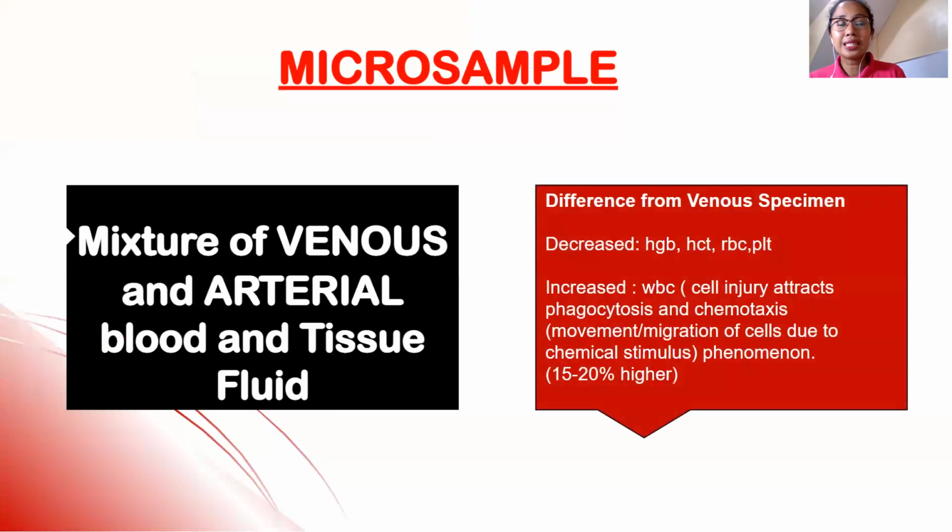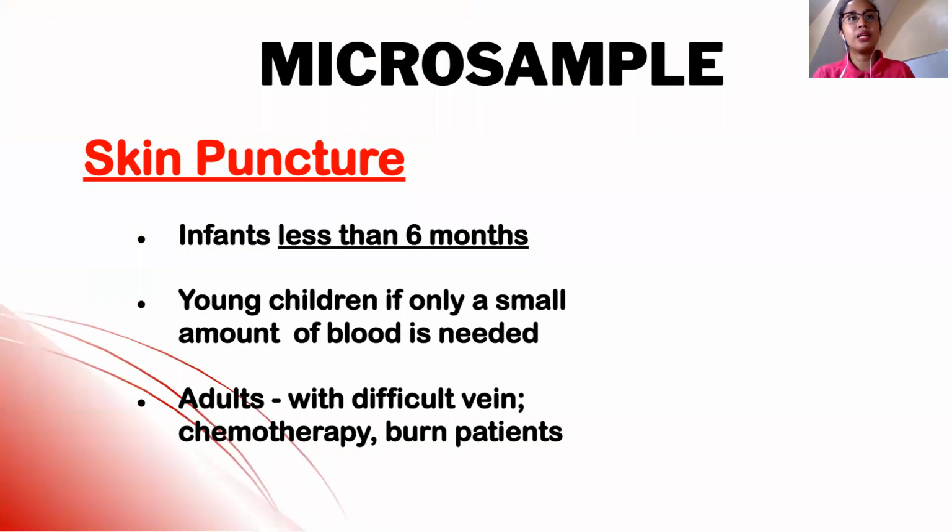So, class, the difference from venous specimen, so yung capillary blood natin usually has lower amount of hemoglobin, hematocrit, lower levels of red blood cell, and platelet count. Medyo mas mababa ng konti. However, higher WBC count due to chemotaxis from the cell injury. Sorry guys. Okay.